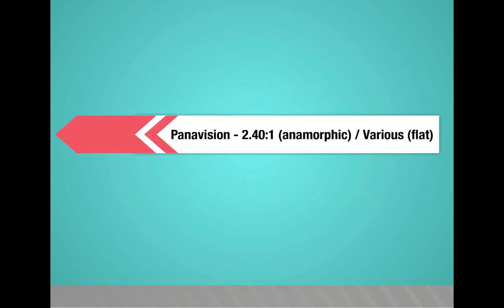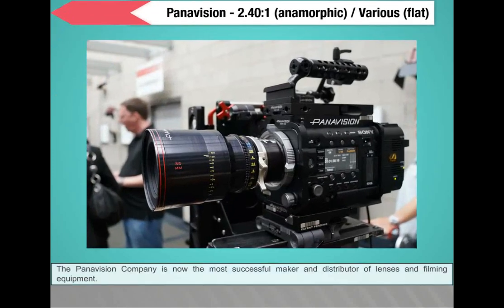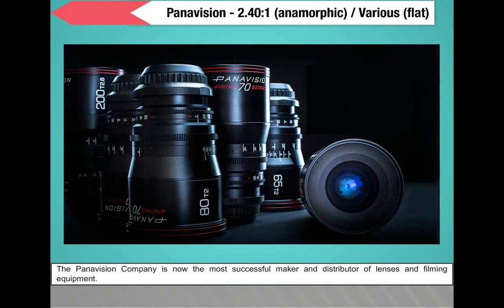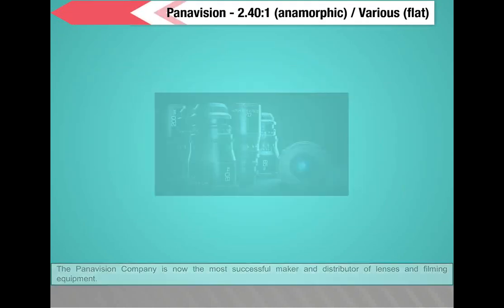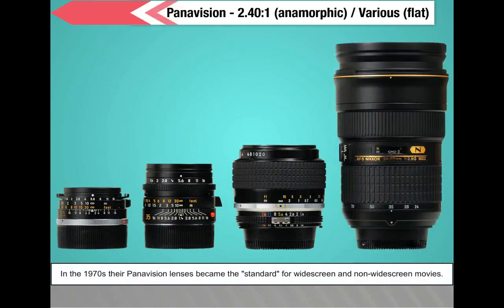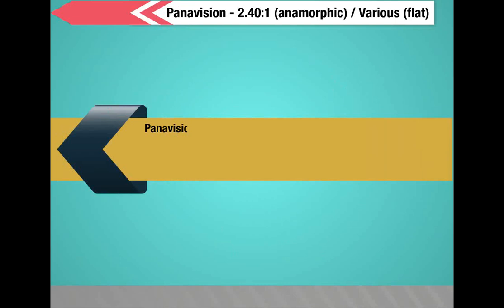Panavision. 2.40:1 anamorphic or various, that is flat. The Panavision company is now the most successful maker and distributor of lenses and filming equipment. In the 1970s, their Panavision lenses became the standard for widescreen and non-widescreen movies.